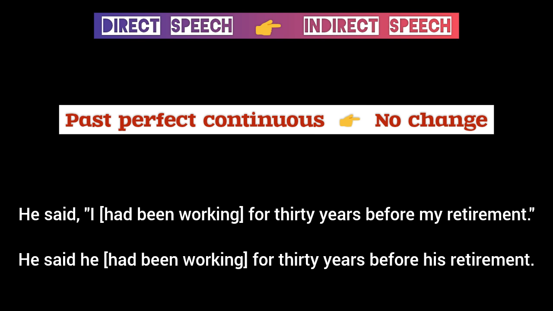In the same way, if the reported verb is in the past perfect continuous tense in the direct speech, there will be no change of tense in the indirect narration. For example, in the sentence, he said, I had been working for 30 years before my retirement, the reporting verb said is in the past tense and the reported verb had been working is in the past perfect continuous tense. Hence, while changing the narration, there will be no change of tense, and in the indirect narration also, the reported verb will remain in the past perfect continuous tense. He said that he had been working for 30 years before his retirement.